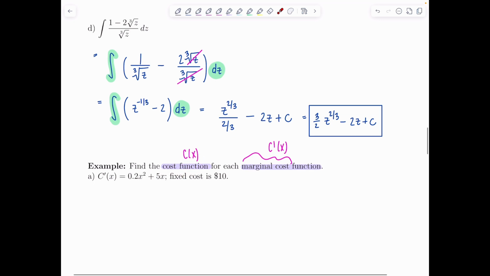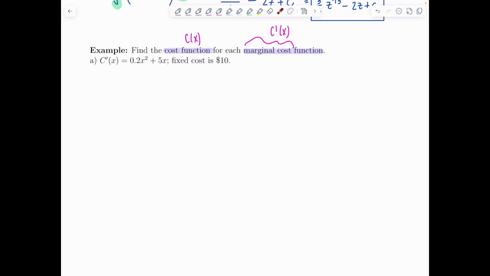Okay? First one, c prime of x is 0.2x squared plus 5x, and then they also told me the fixed cost is $10. So remember, fixed cost is the cost that is incurred even when you make 0 items. So basically the cost of making 0 items is $10. That's my fixed cost. That's what that's telling me. Or basically (0, 10) is (x, C of x). Why did they tell me that? Because at the very end of the problem, they want me to not leave it with a plus C in my answer. I'm going to actually go and find what that C is.